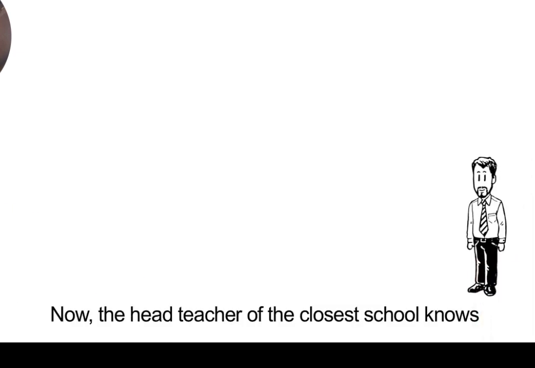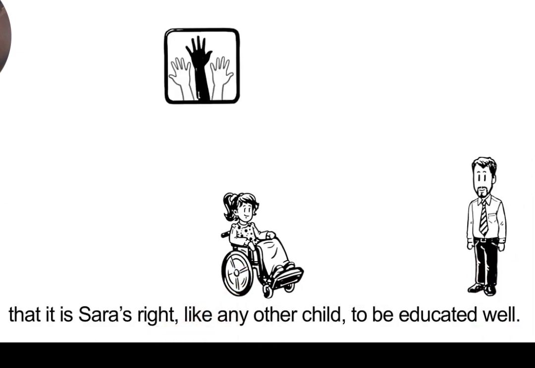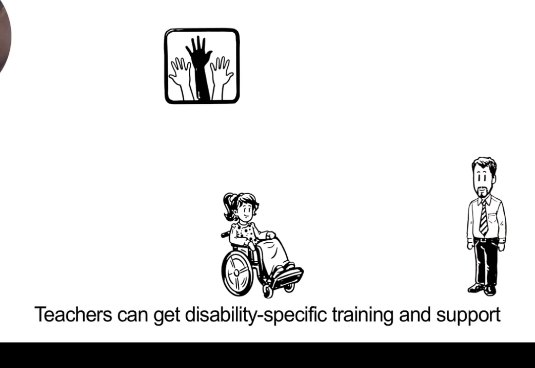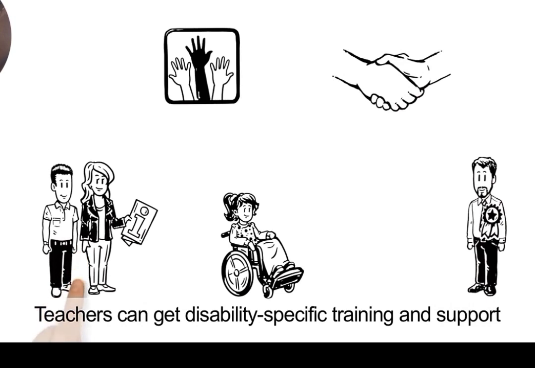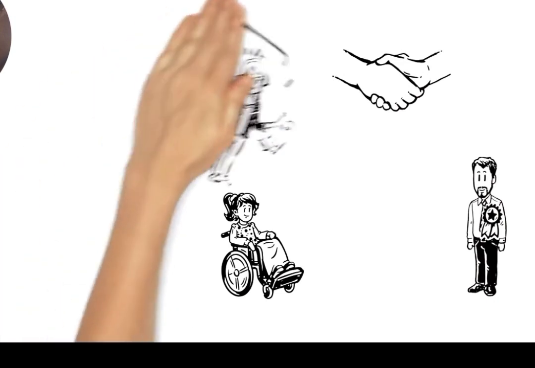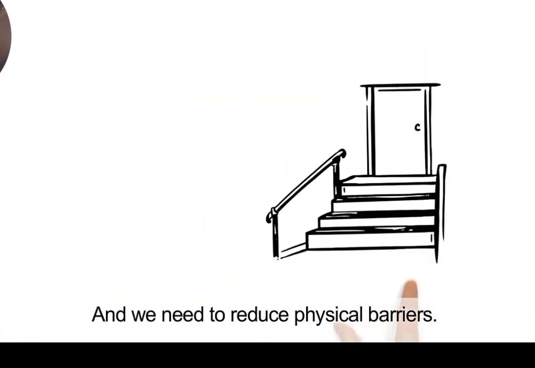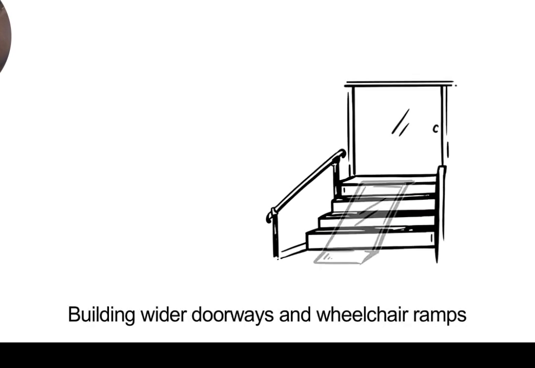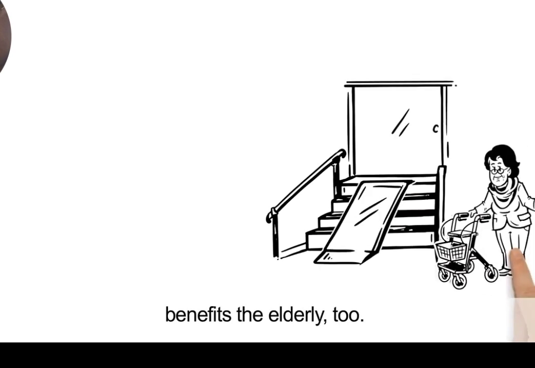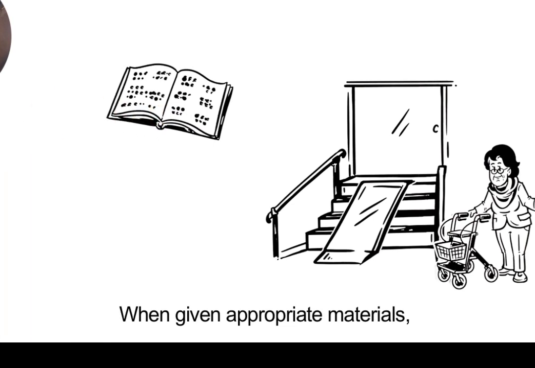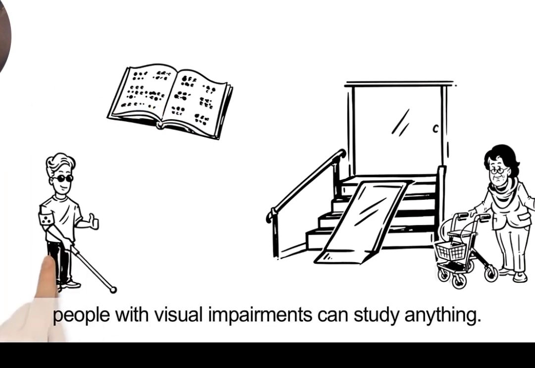Now, the head teacher of the closest school knows that it's Sarah's right, like any other child, to be educated well. Teachers can get disability-specific training and support from a resource centre when needed. And we need to reduce physical barriers. Building wider doorways and wheelchair ramps benefits the elderly too. When given appropriate materials, people with visual impairments can study anything.